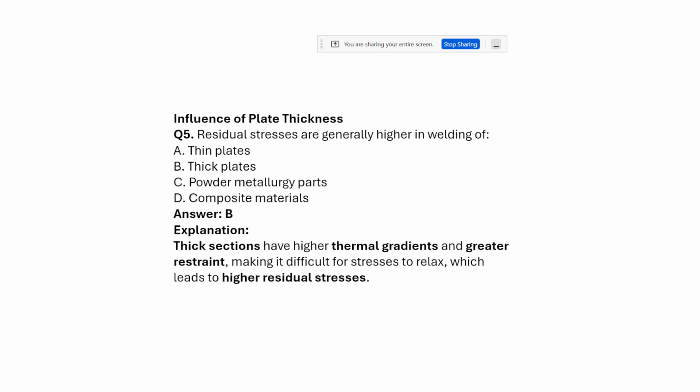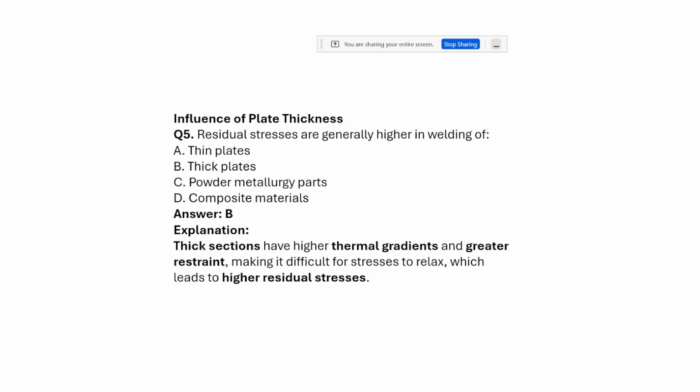Next, residual stresses are generally higher in welding of: thinner plates, thicker plates, powder metallurgical parts, or composite metals. The answer will be thicker plates. Why? Because if the plate thickness is higher, the cooling rate will become much higher because of the higher thermal quenching effect.